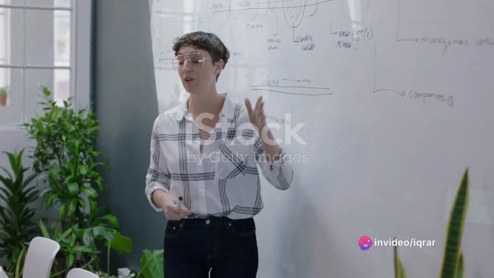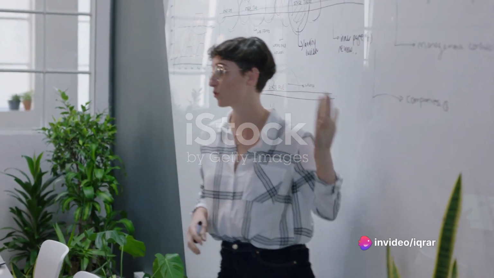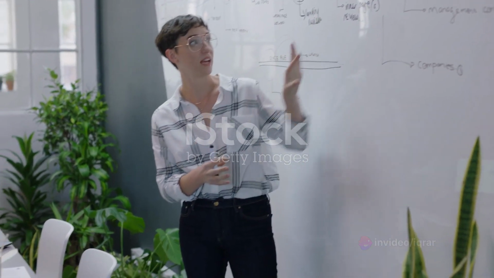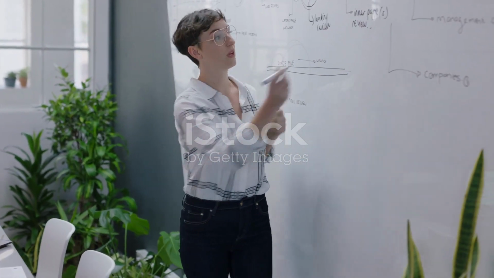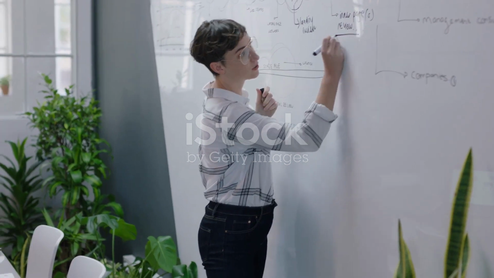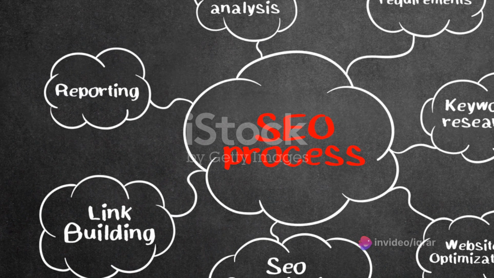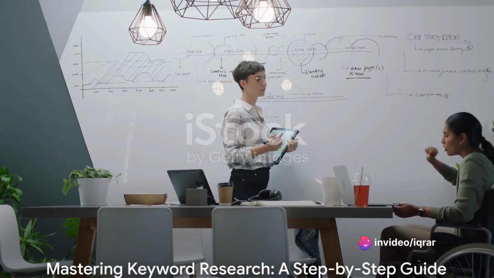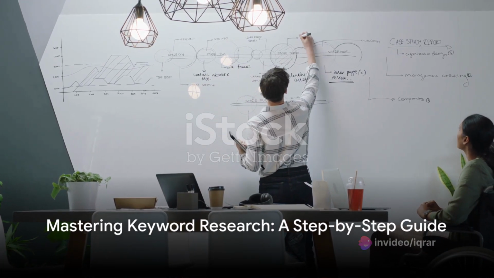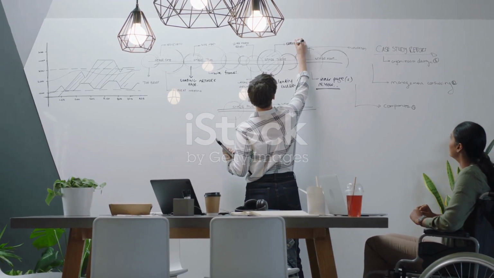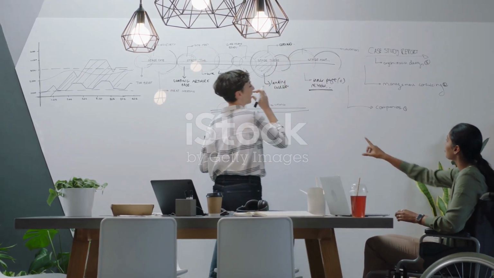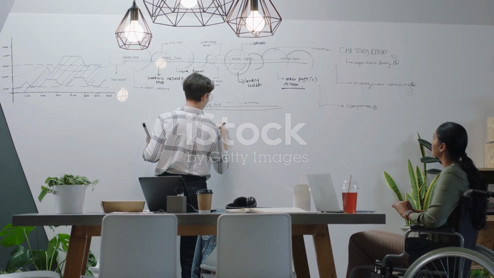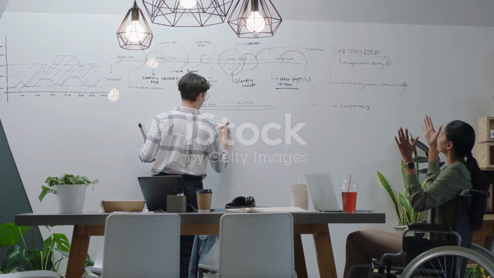To recap, understanding your niche, brainstorming topics, utilizing keyword research tools, analyzing search volume and competition, focusing on user intent, checking trends, reviewing related searches, considering geographic targeting, and creating a keyword strategy are all vital steps in the keyword research process. Remember, keyword research is not just about getting your blog to rank higher in search results. It's about attracting the right audience and providing them with the content they're looking for. Now go forth and conquer the world of keywords.